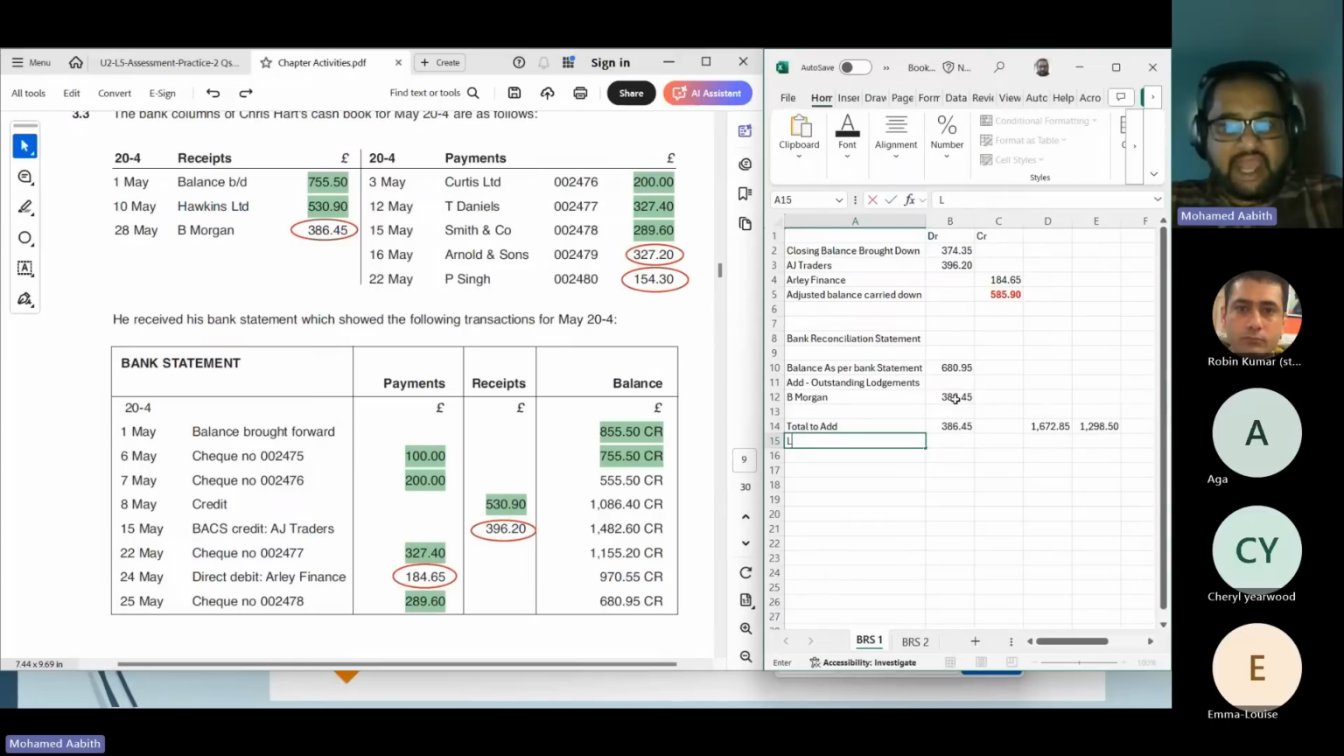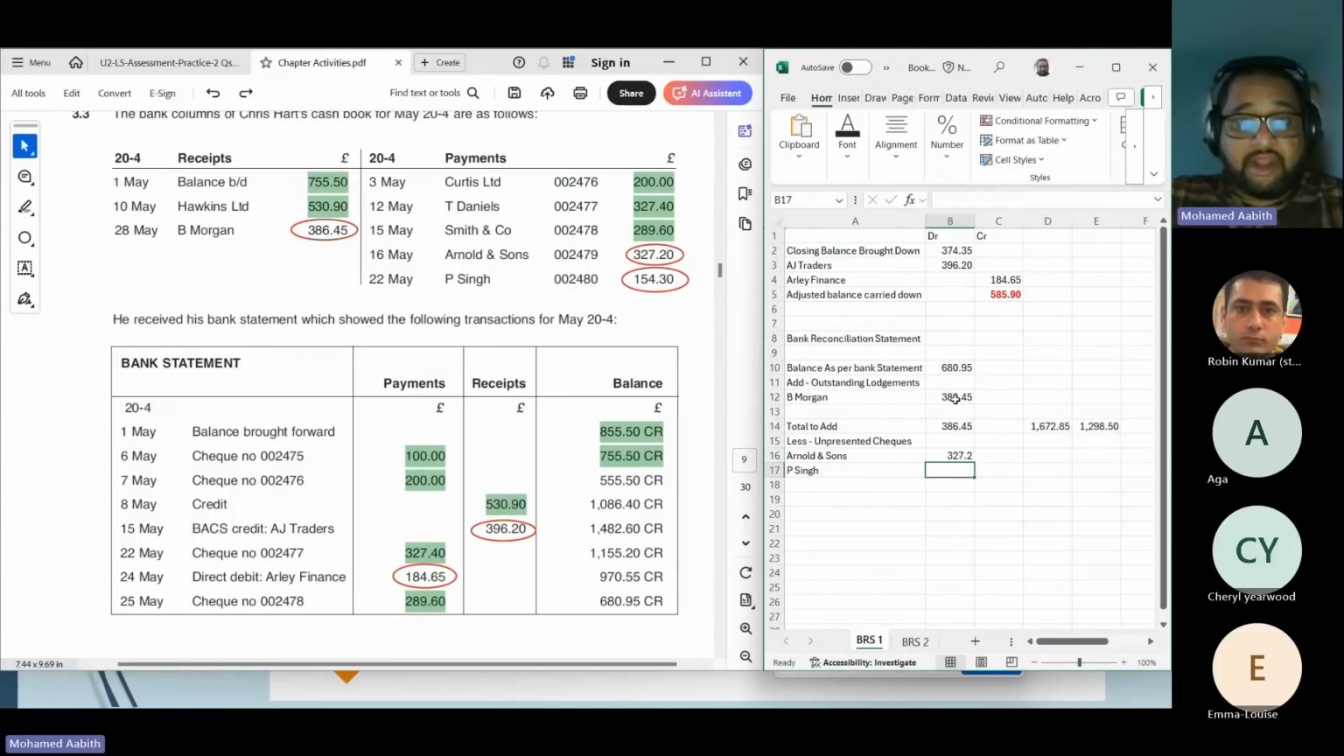Then we're going to say less unpresented cheques. I'm going to use this again for the next question anyway, so that's why I'm typing all of that now. While I'm doing it, it's easier. What are the unpresented cheques we have? We have Arnold and Sons, and P. Singh. Arnold and Sons is 327 pounds and 20 pence, and then 154 pounds and 30 pence.